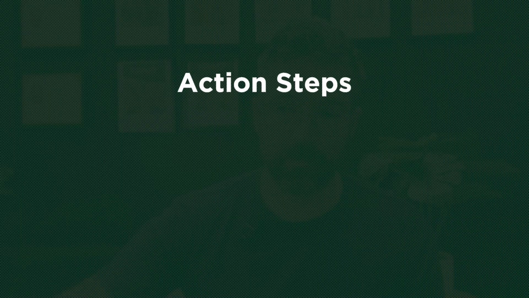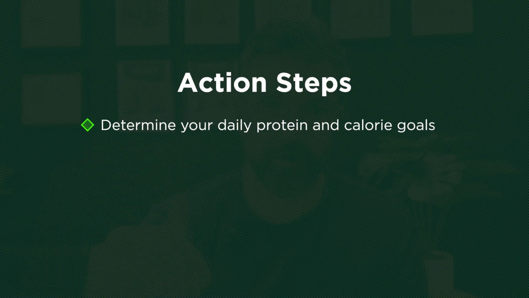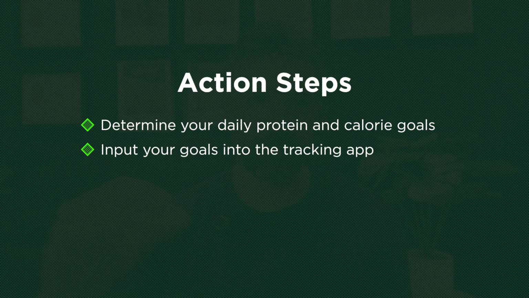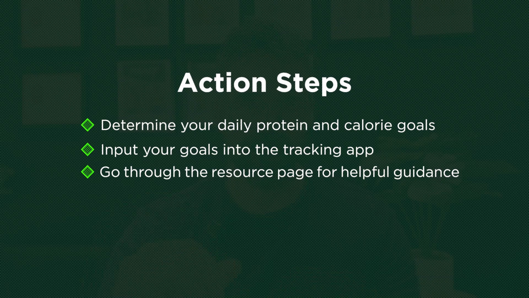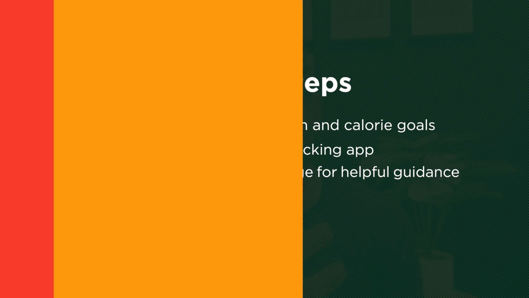Your main task right now is to go through, figure out your calorie and protein goal, put it into the app, make sure you have it functioning properly, review the resource page, and then take it from there. In the next lesson, we're going to talk about a couple of tips and tricks to make sure that you're tracking appropriately and accurately, and getting the best out of it, along with what to do when you hit a plateau.